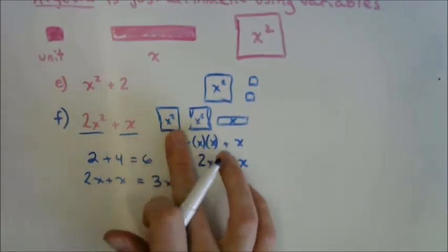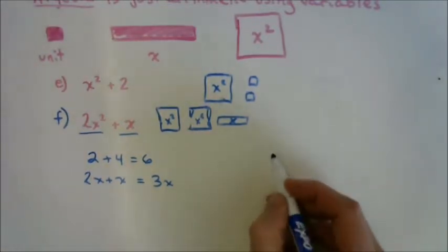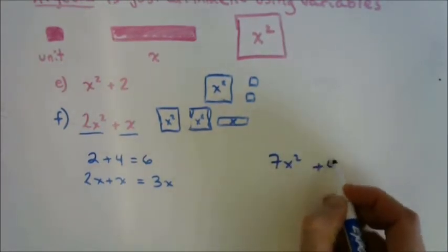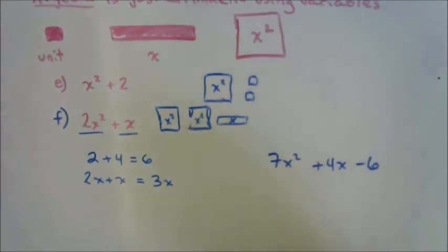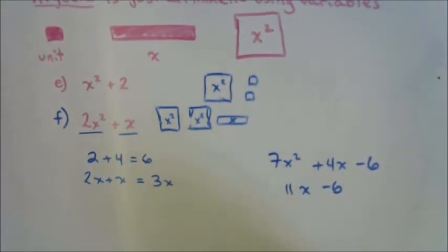Lots of people get tricked by that. Somewhere along the line you're going to see 7x squared plus 4x minus 6, and you're going to say, oh, I know what that is. That's 11x minus 6. No, it's not. Okay?